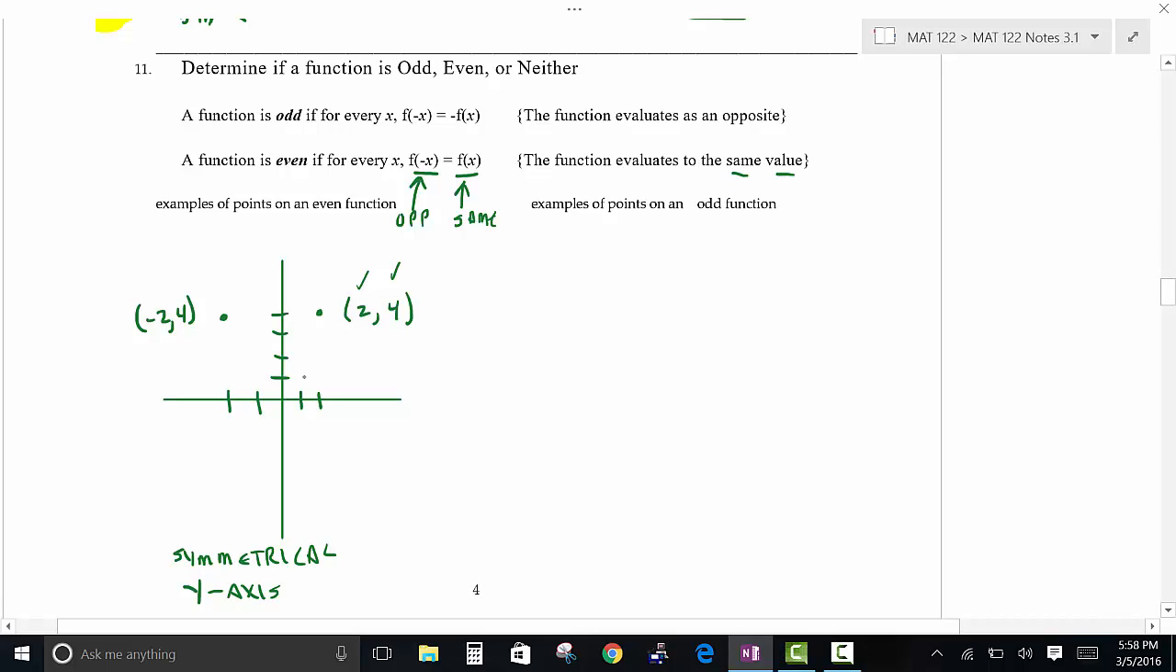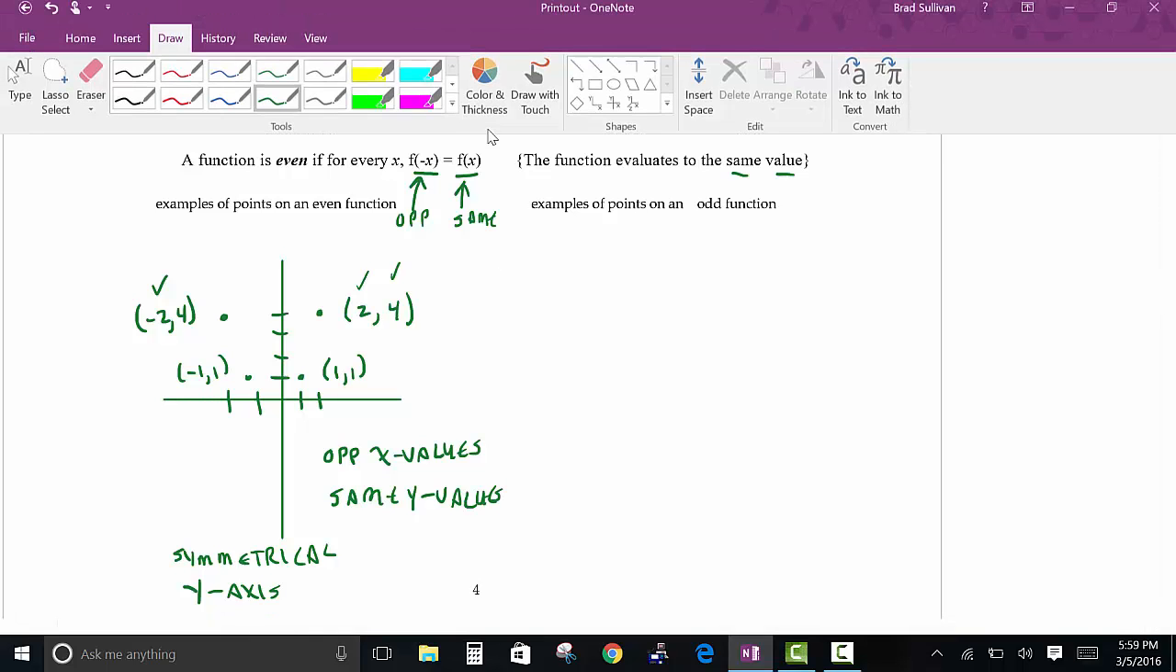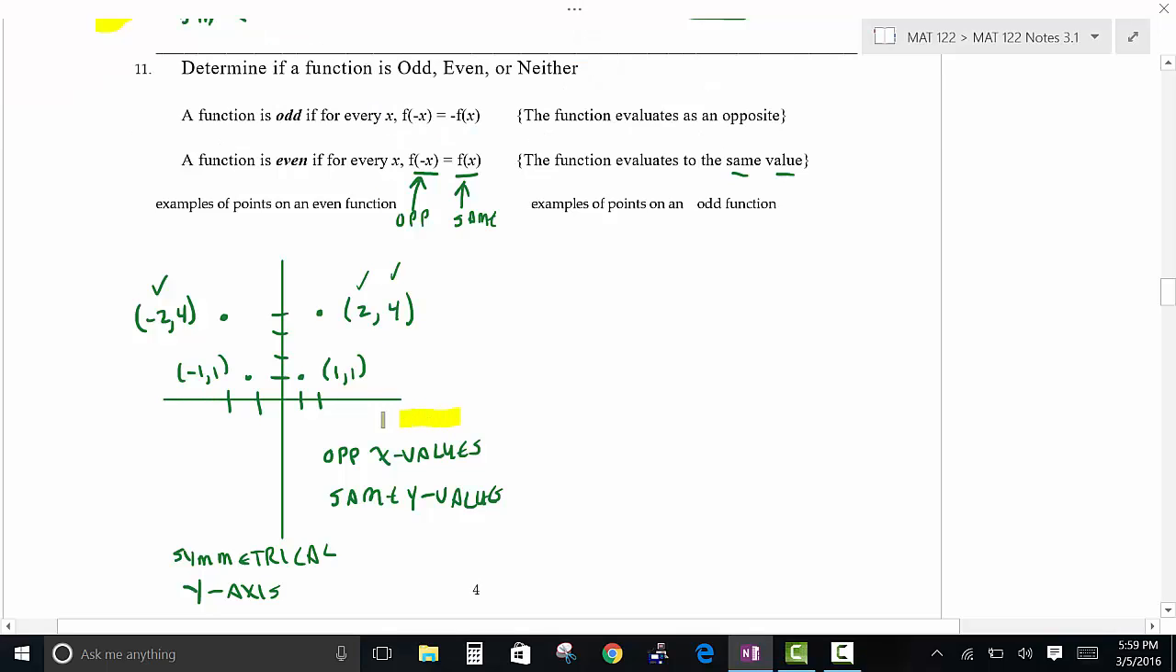Another example would be if you had a point 1, 1. Then you would have to have a point negative 1, 1. Again, the idea is opposite x's, same y. So one of the best ways to understand even functions is to think of opposite x values, same y values. That's a key way to understand, in words, what even functions look like, and then they're going to have symmetry across the y-axis. So that's how that goes.